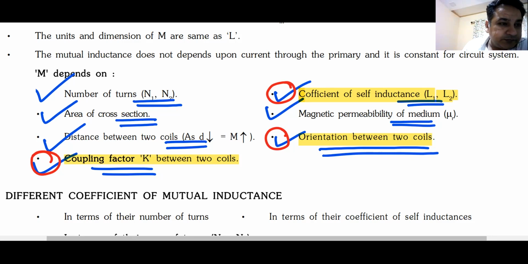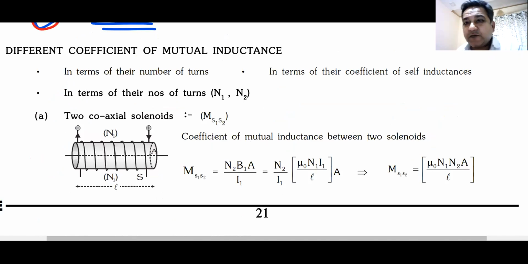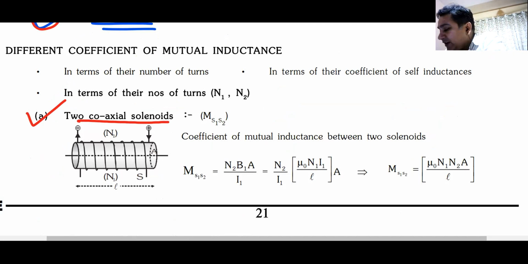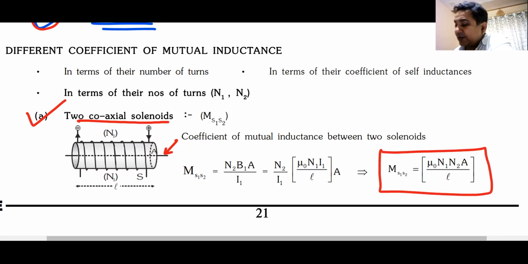Now you can note down these mutual inductance formulas for different configurations. For example, 2 coaxial solenoids. How will you find out the mutual inductance between the two coils? So you let a current flow in the inner coil, find the flux through the outer coil and equate it to M into I. You will get the mutual inductance of the two solenoids.